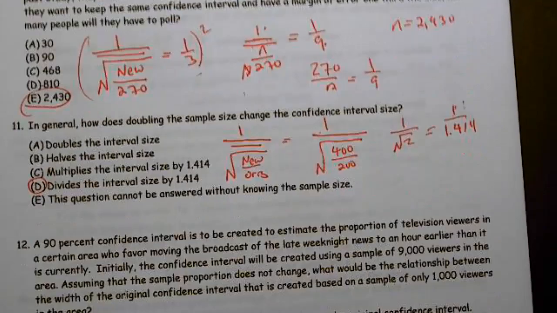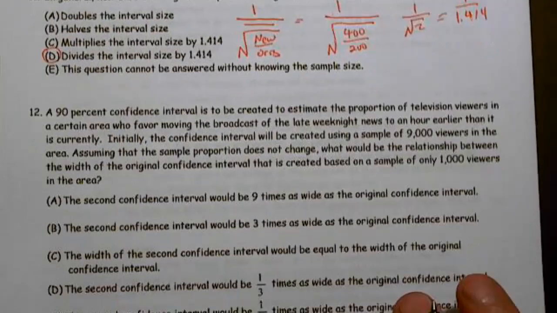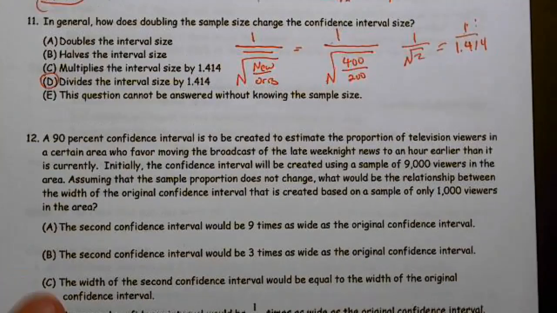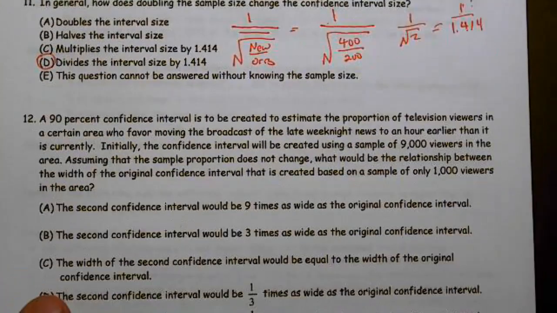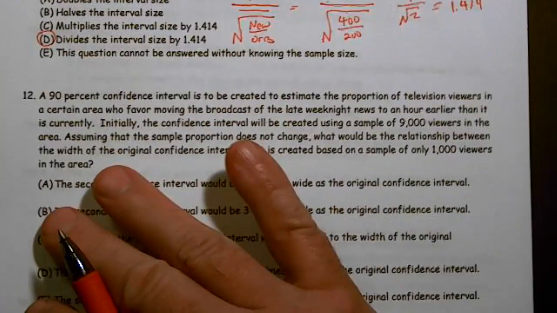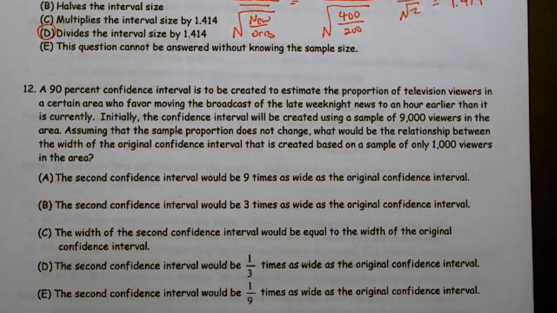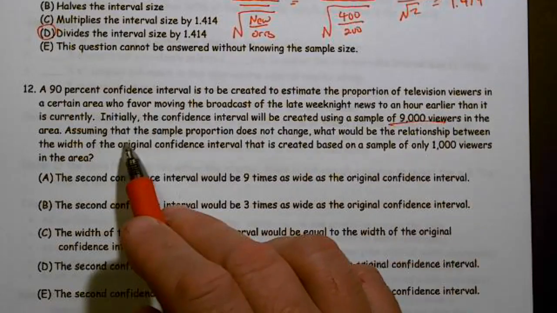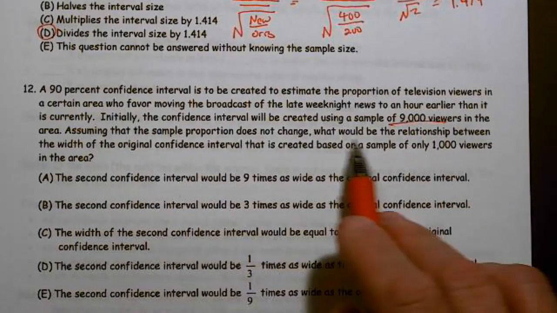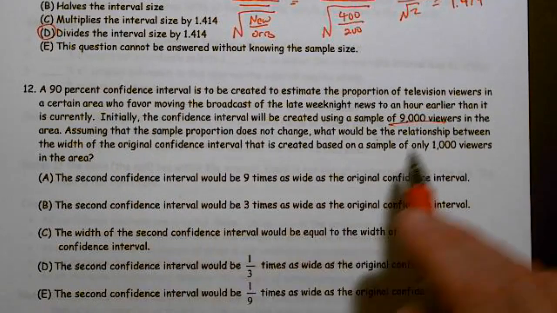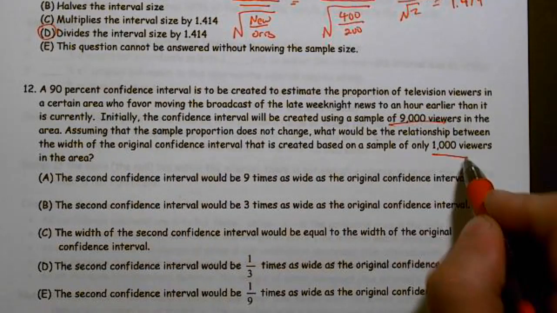The next one: a 90% confidence interval is to be created to estimate the proportion of television viewers in a certain area who favor moving the broadcast of the late weekend news to an hour. Initially, the confidence interval will be created using a sample of 9,000. Assuming that the sample proportion does not change, what would be the relationship between the width of the original and the one that is based on a sample of 1,000?